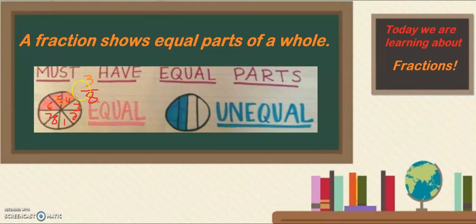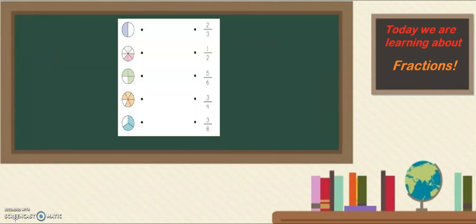3 over 8. Now, we could do that because all the pieces are the exact same size. They're equal. This circle over here is unequal because, look, are all the pieces the same size? Is that the same size as this piece, or is this piece the same size as that piece? No, they're unequal pieces, so we can't make a fraction out of it. It doesn't quite work, unfortunately. So all fractions show equal parts. Let's do a couple fractions together.